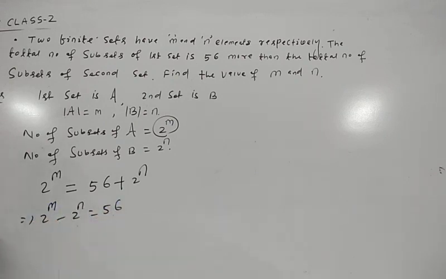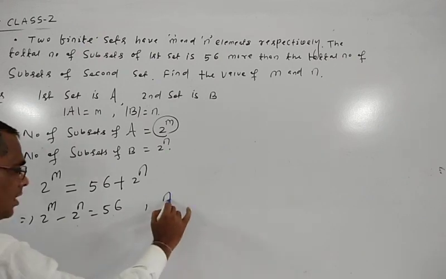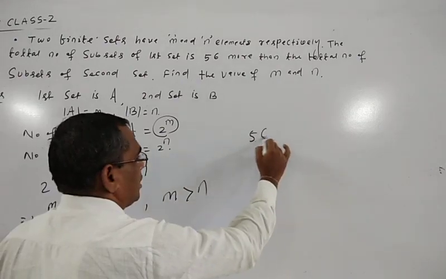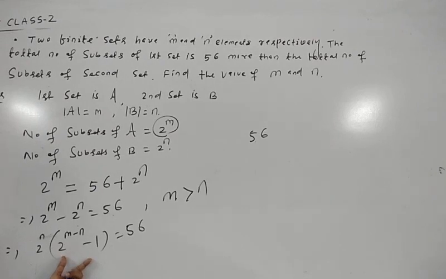How can you calculate? Here m is naturally greater than n. That implies 2 to the power m minus 2 to the power n. Since m is bigger and n is smaller, we take the common factor of the smaller power. So 2 to the power n into (2 to the power m minus n minus 1) is equal to 56. We have to express 56 as a multiplication of numbers.